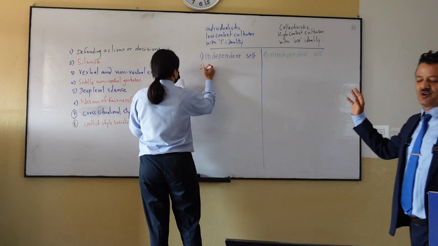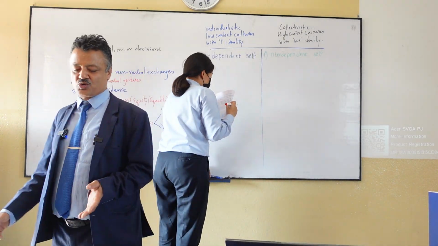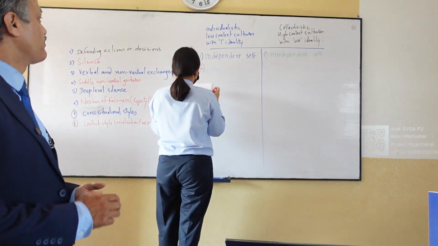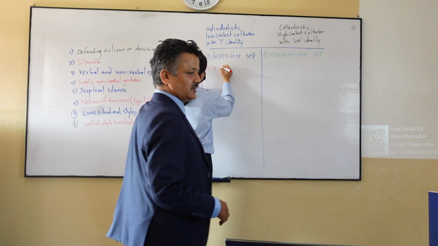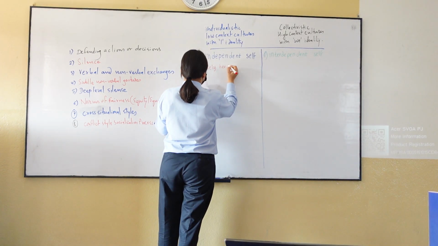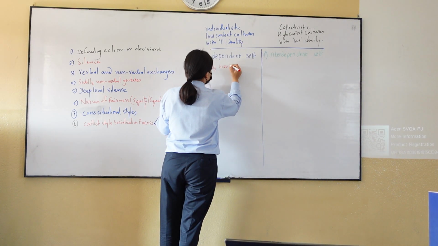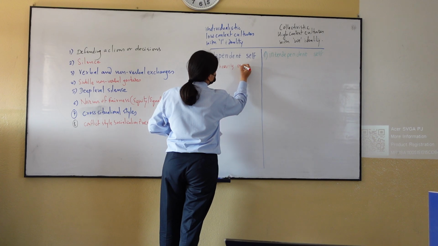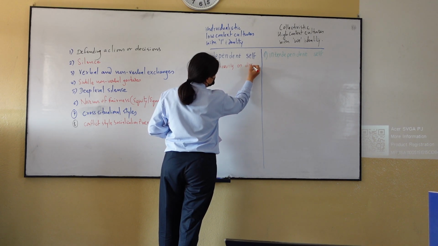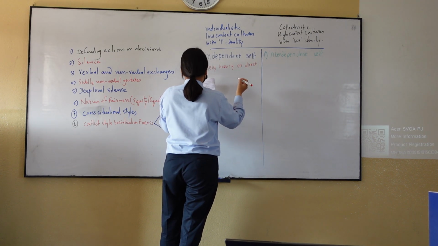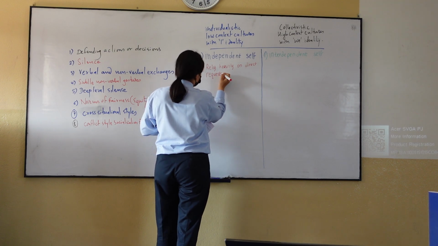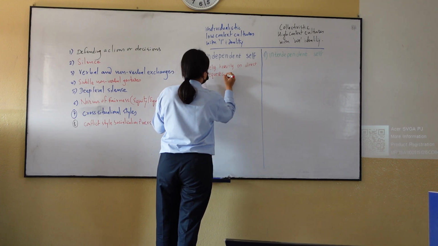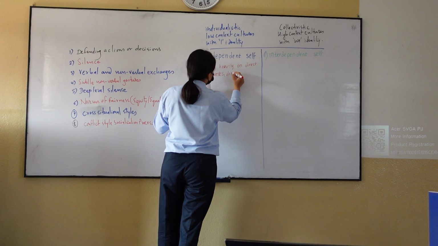Okay, as she notes down, pay attention to what she's writing. What is independent self? One who does not depend upon other people. One who says, I can accomplish the task myself. I'll do it.